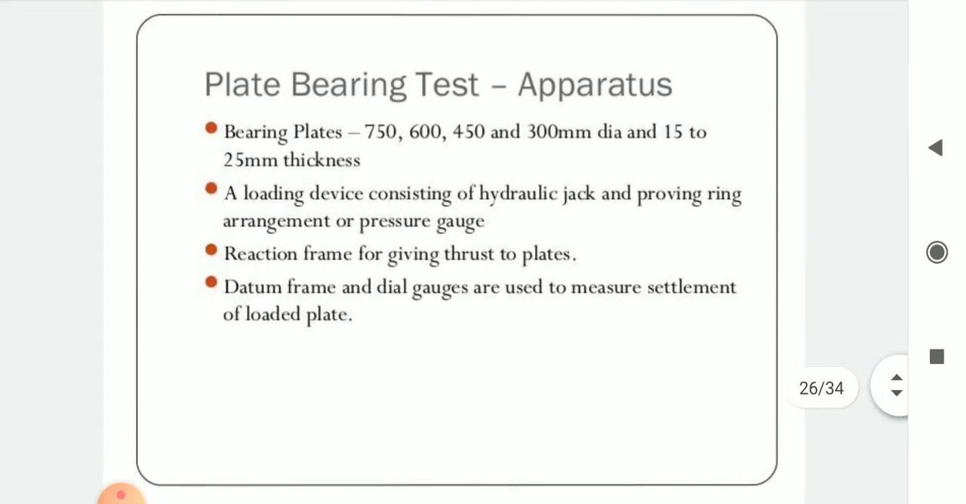The apparatus for the plate bearing test are bearing plates, that is 750, 600, 450 and 300 mm diameter and 15 to 25 mm thickness. A load device consisting of a hydraulic jack and proving ring arrangement or pressure gauge. A reaction frame for giving thrust to plates. A datum frame and dial gauges are used to measure settlement of loaded plates.